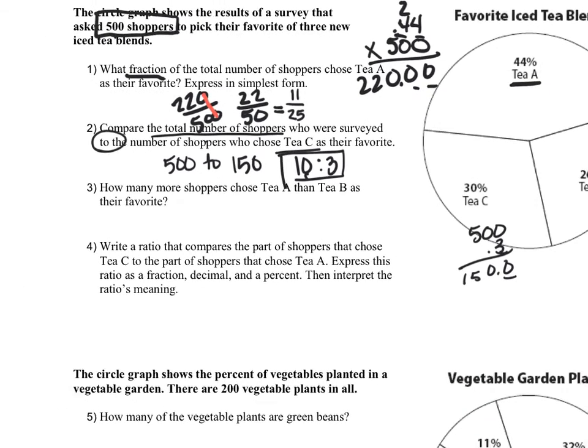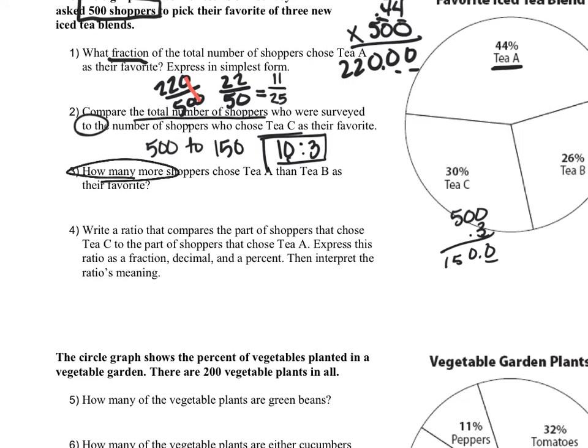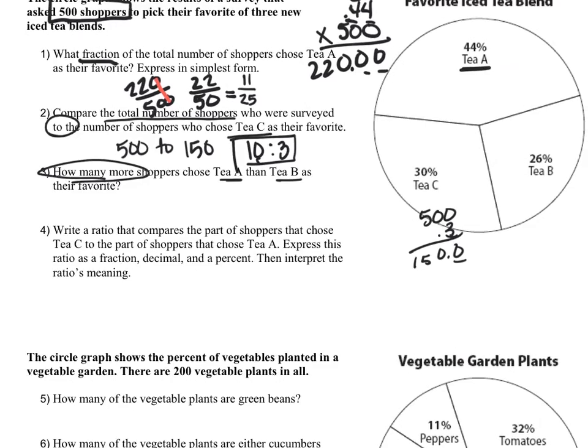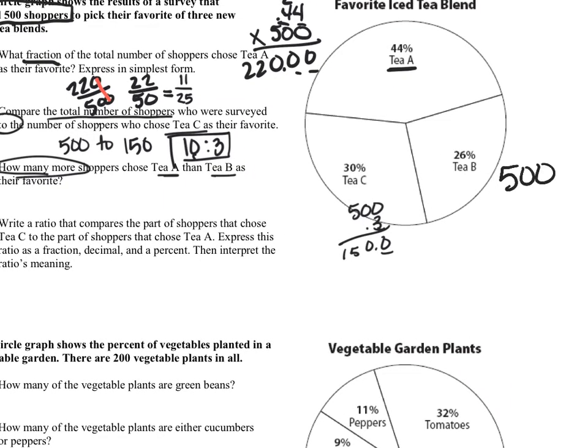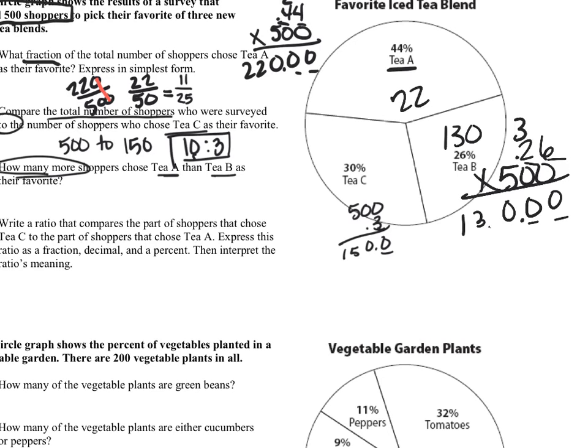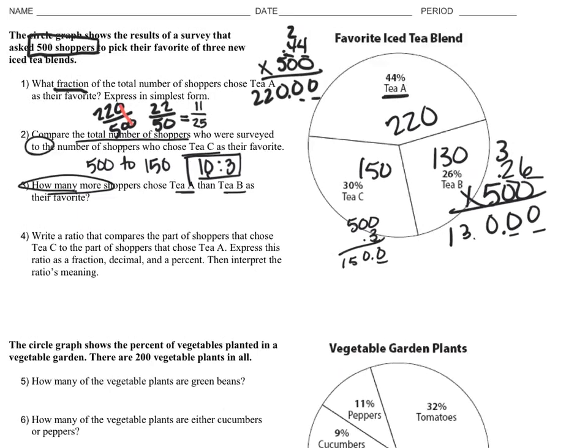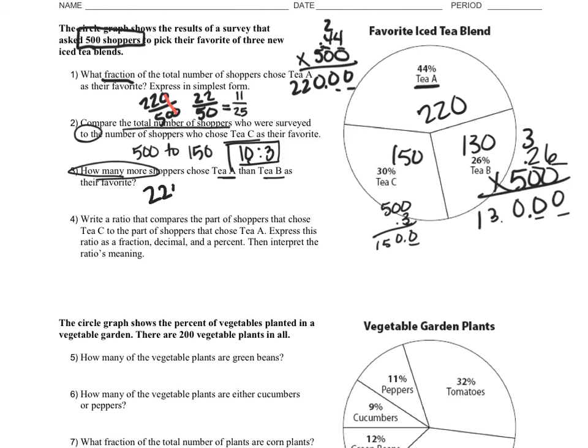Number 3. How many more shoppers chose TA than TB? We've done all of them except TB. So 500 times 0.26. Oops. Erase. I'm doing it the other way, because I only have to multiply once. Okay, so TA to TB. TA is 220. TB is 130. You can simplify it by tens and get 22 to 13.